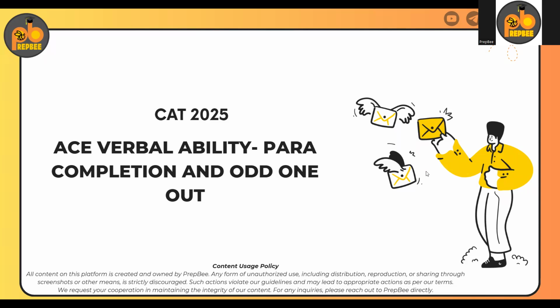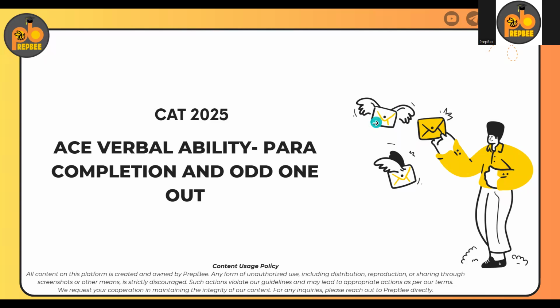And today we are going to practice verbal ability. In the last session, we have discussed para summary and para jumbles as well. Please do check out that video if you haven't already. And in this session, we'll be covering para completion and odd one out.